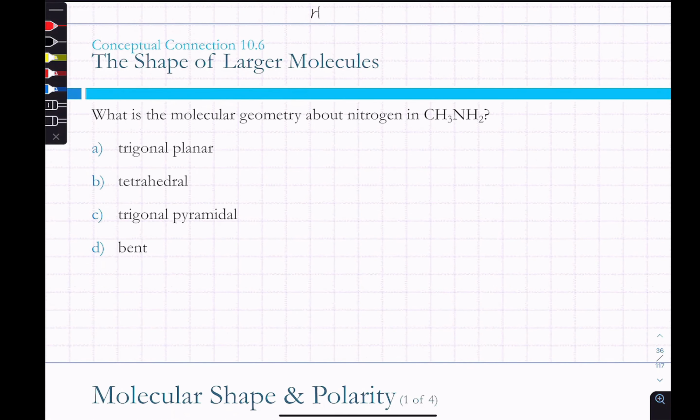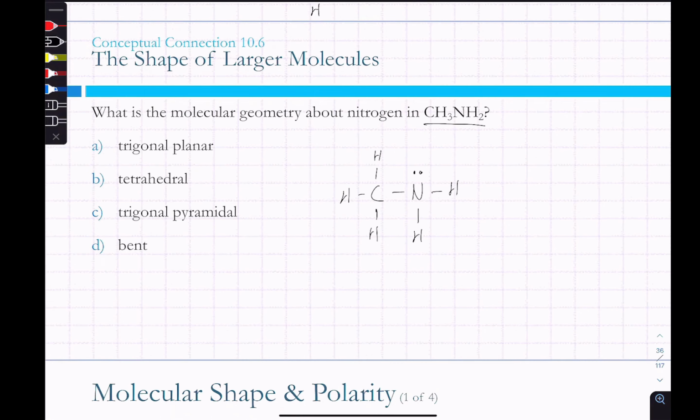Okay, so this is even more condensed than the previous structure that we saw. What is the molecular geometry about nitrogen in CH3NH2? It's AX3E. That's trigonal pyramidal.